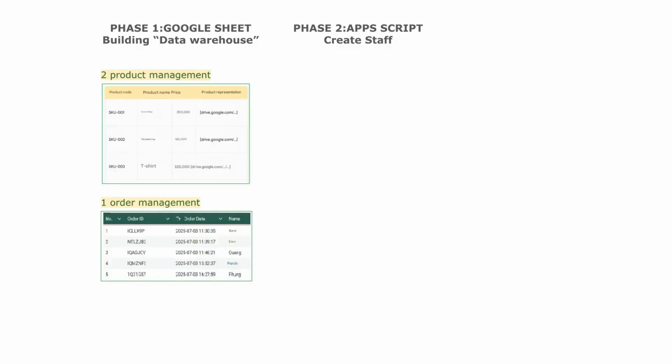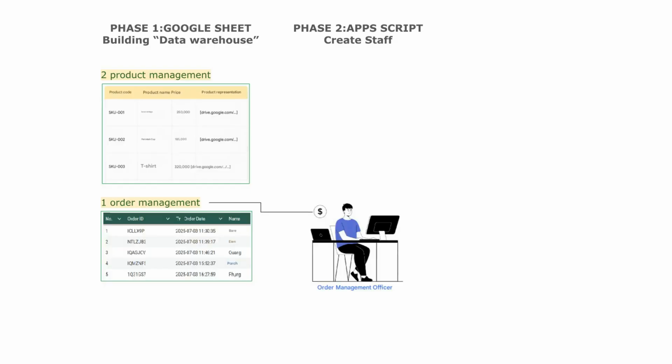In phase 2, creating employees, we only need to create 2 employees to help run the store, or in other words, create 2 app scripts to help automate store management. The first employee manages order information, called the order management script. This person will work with the order information data table. The second employee manages product catalog information, called the product management script. This person will work with the product catalog data table.